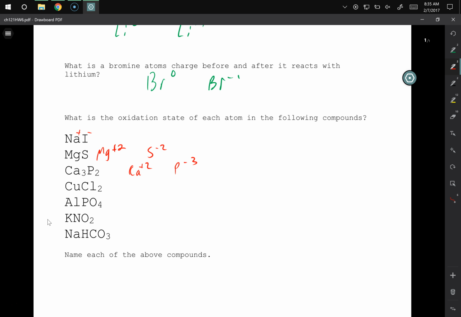Has to equal 0. 3 calciums gives us +6, and then that means I have 2 phosphorus that have to cancel out +6. So if I make each of them a -3, then it goes to 0.